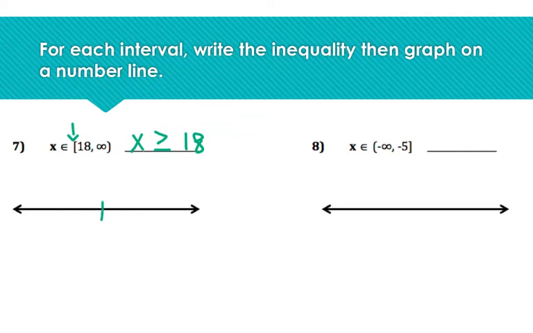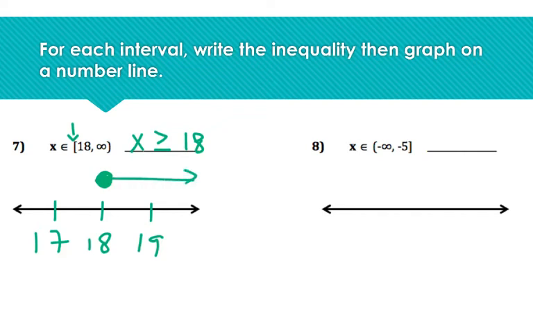To graph, 18 is in the middle, 19 to the right, 17 to the left. We're going to have a closed circle for the or equal to part of our inequality. And we're going to draw our arrow to the right to infinity.